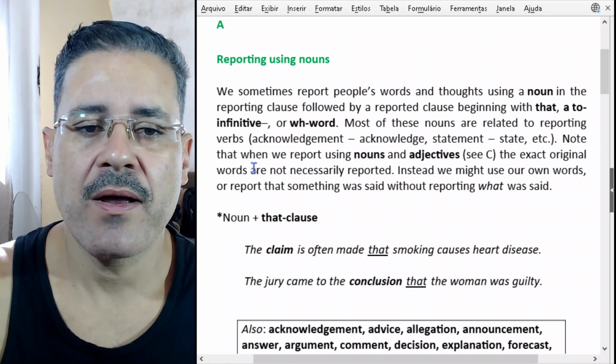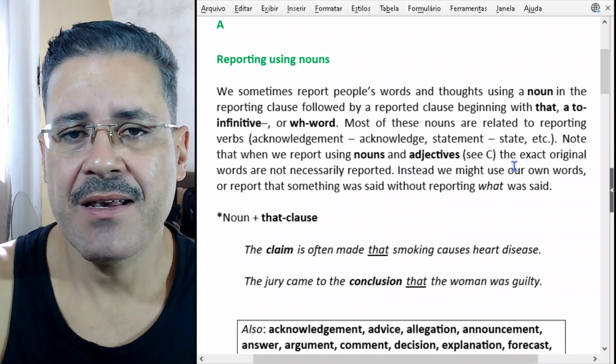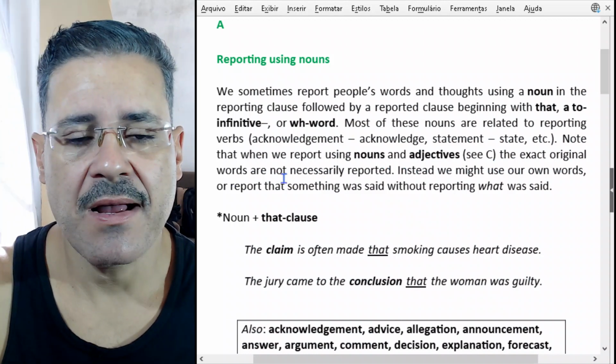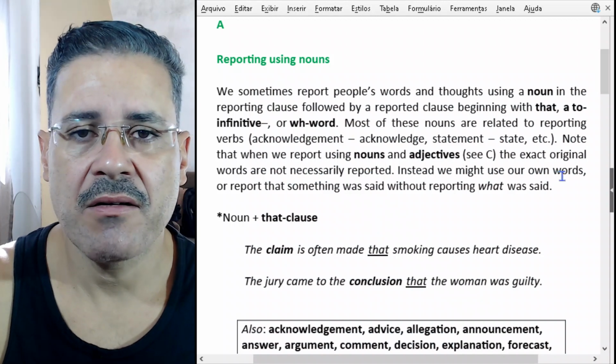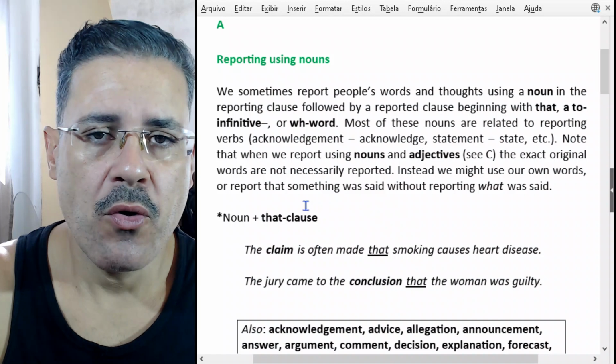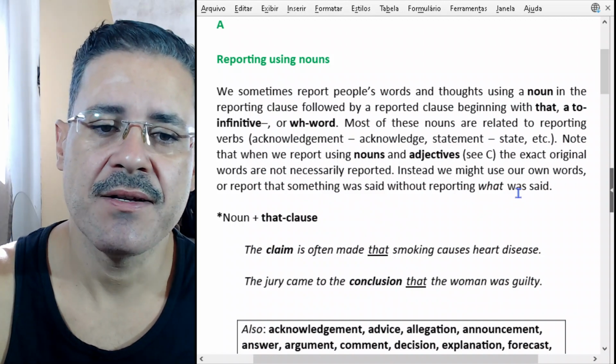Note that when we report using nouns and adjectives, the exact original words are not necessarily reported. Instead, we might use our own words, or report that something was said without reporting what was said.